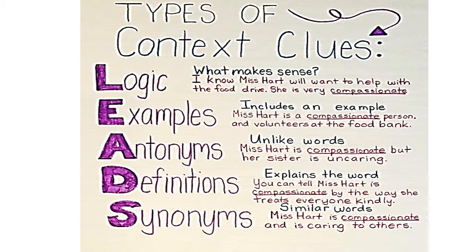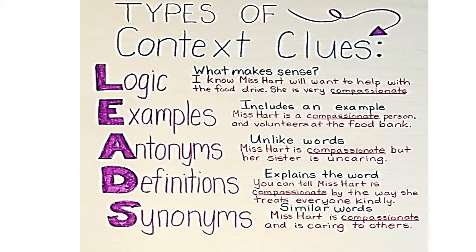Next is antonyms. Here the sentence given is, Miss Hart is compassionate, but her sister is uncaring. Now, sometimes this happens, and the word but here points out that something contrasting is coming up. When I read that but her sister is uncaring, definitely that means compassionate is a word that means the opposite of the word uncaring.